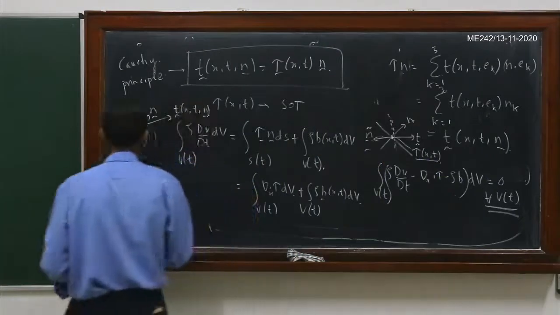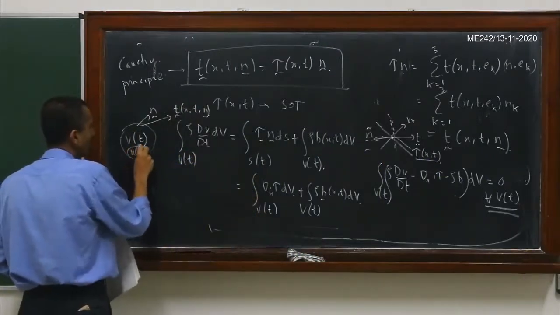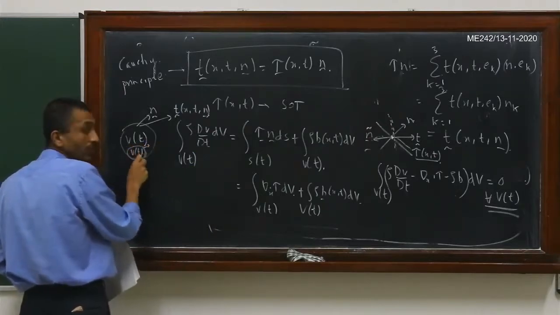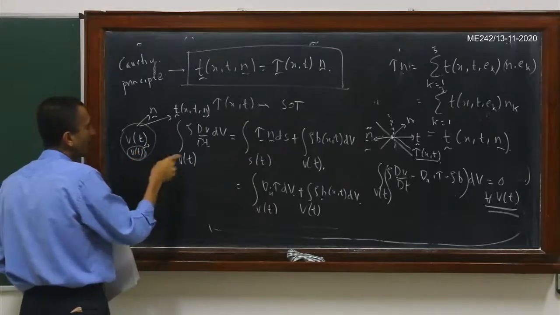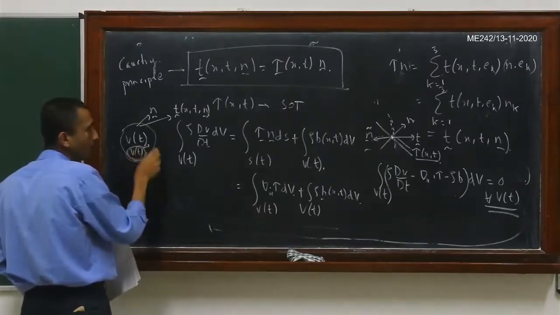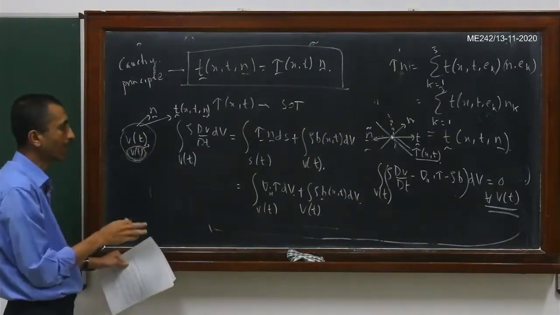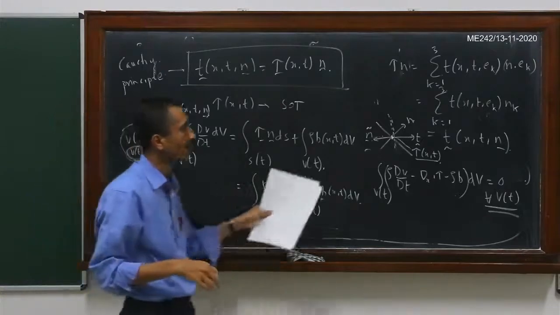So suppose I had chosen my V(t) to be a subset of this V(t), then the traction vectors would be acting on the surface of this material volume, correct? And then the body forces are the body forces acting on this material volume, and so on. So the choice of this material volume is completely arbitrary, right? And you'll still get the same statement, right?